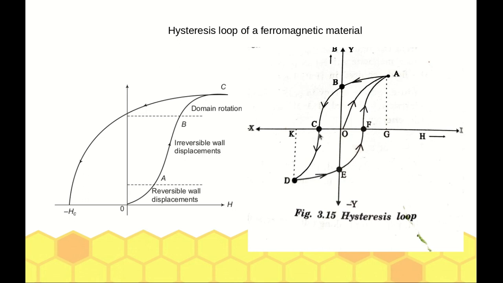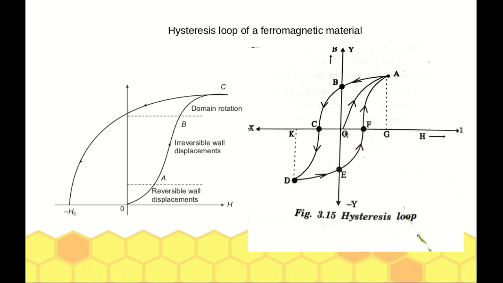When we further increase the reverse magnetic field, the magnetization also increases in the reverse direction and it reaches this point D. After this, if we increase the applied field again, it goes to the point A via this path EF. So the magnetic field versus magnetization curve executes a cycle.